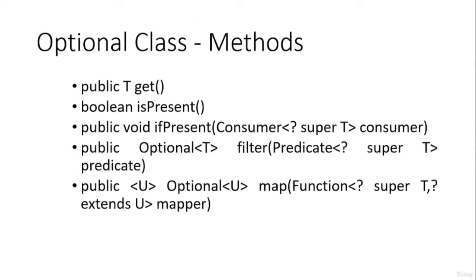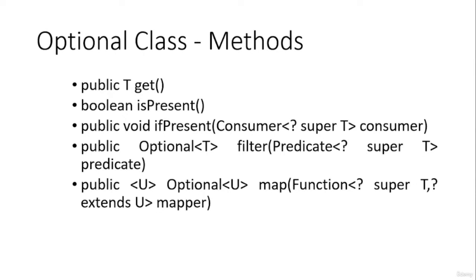Now let us see some of the methods present in the optional class. The first method we'll discuss is the get method. If you have a value in a particular optional object, then using the get method you will be able to get that value. Here you can see the return type is T, which means it's a generic method. It will return the particular generic value, which can be a string or anything, even an object. It can take any type, and it will return that type when you use the get method.